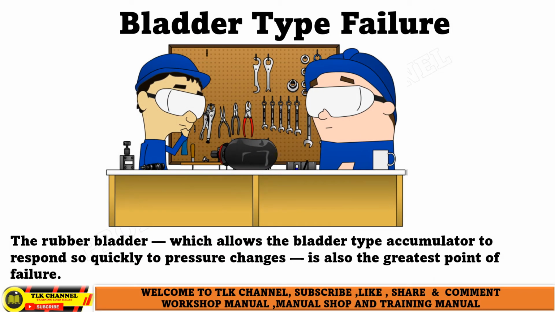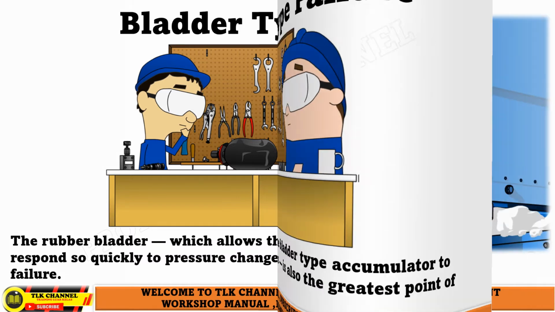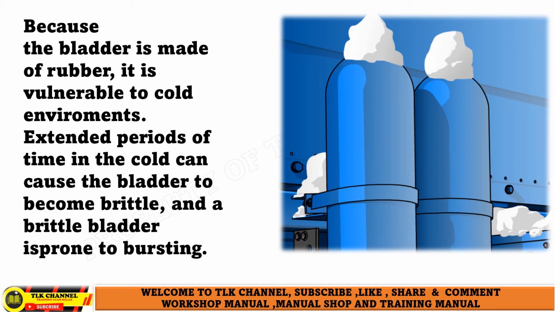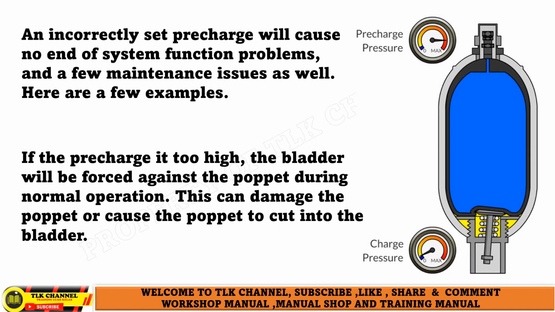Bladder-type failure. The rubber bladder, which allows the bladder-type accumulator to respond so quickly to pressure changes, is also the greatest point of failure. Because the bladder is made of rubber, it is vulnerable to cold environments. Extended periods of time in the cold can cause the bladder to become brittle, and a brittle bladder is prone to bursting. An incorrectly set pre-charge will cause no end of system function problems, and a few maintenance issues as well. Here are a few examples.